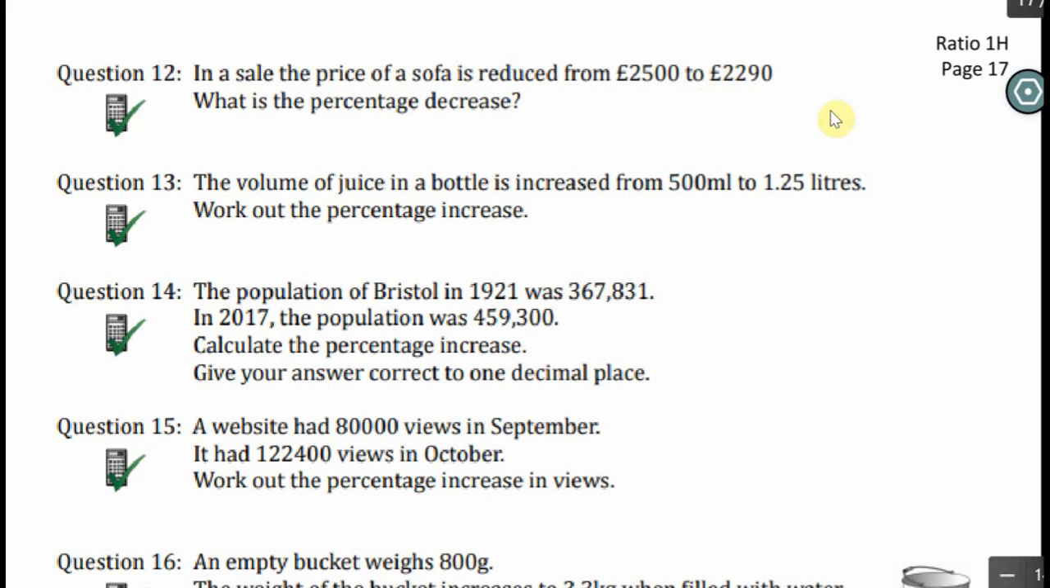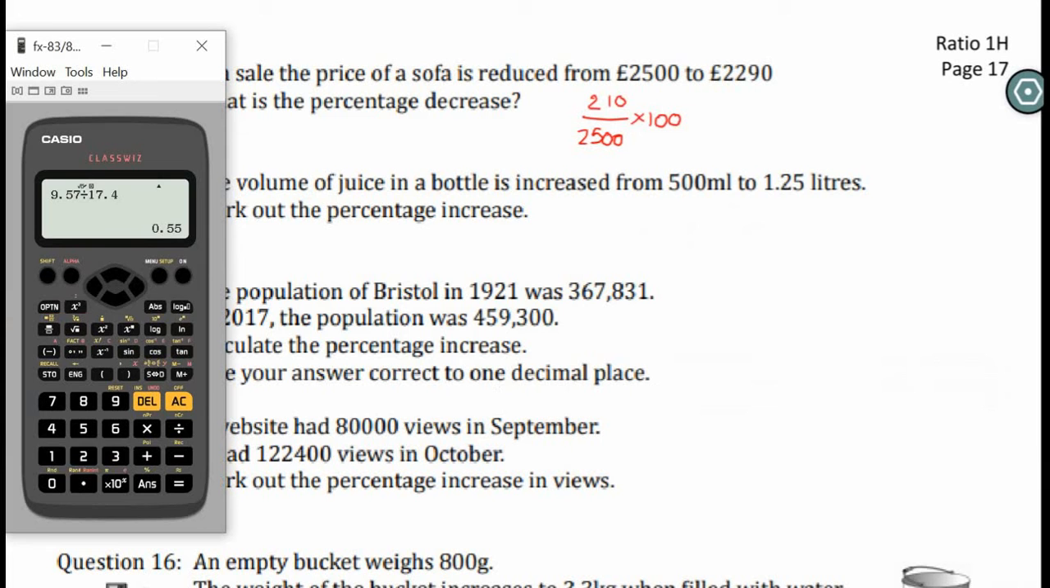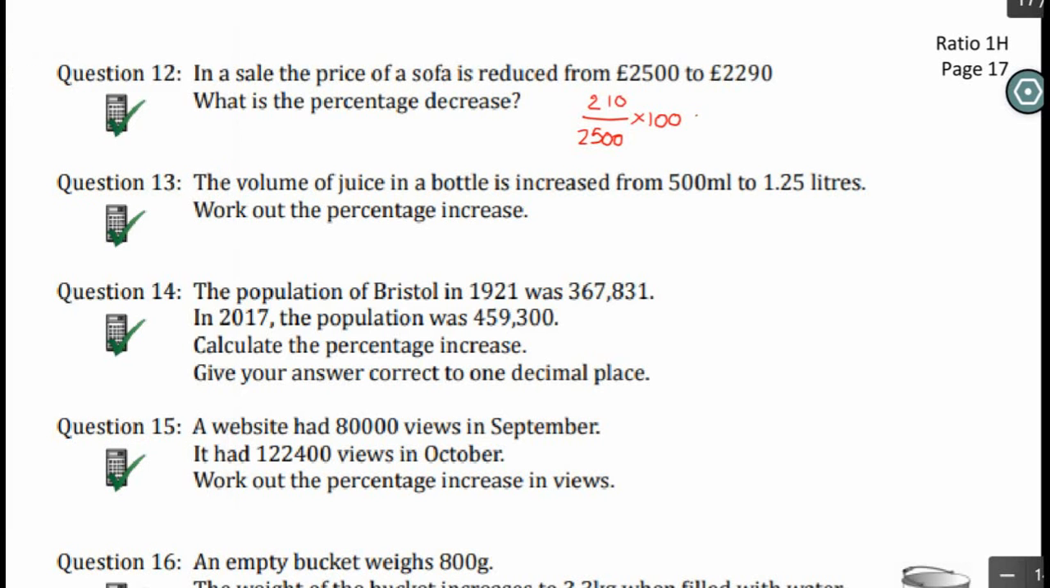Okay, on question 12, I'll give just a reminder of both methods. So the first method was to find the actual difference in amount. This is about a sofa being reduced and what was the percentage decrease. So the actual reduction is £210. And if we divide that by the original amount and then times by 100, that'll give us the percentage change. Okay, so 210 divided by 2,500 times 100, and it gives us 8.4%.